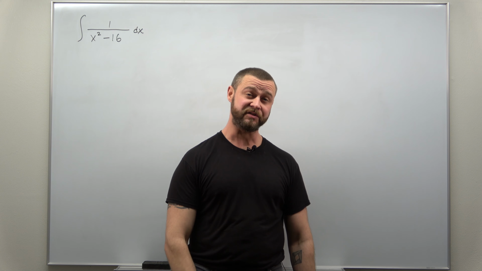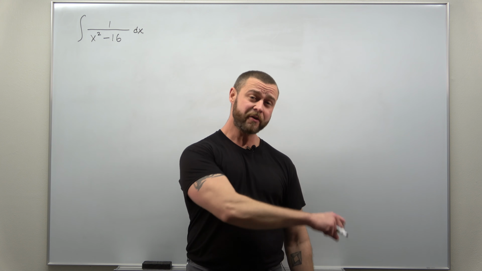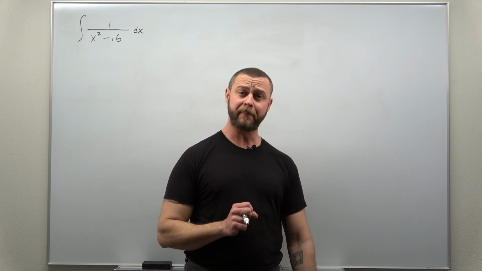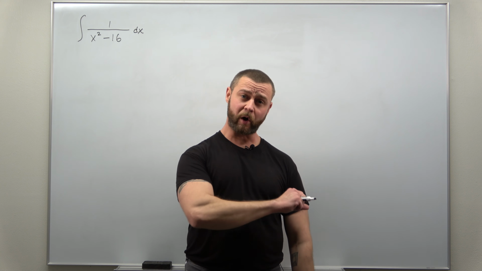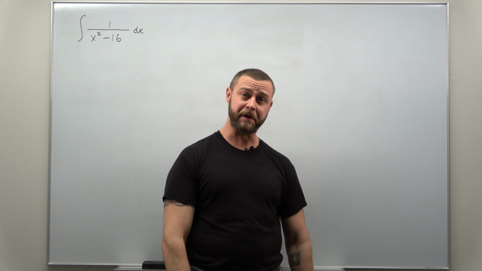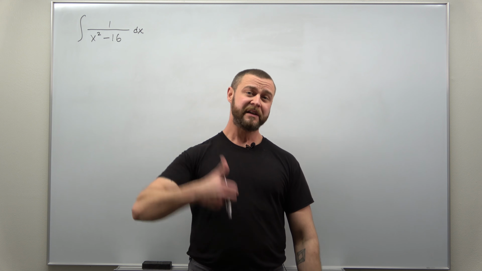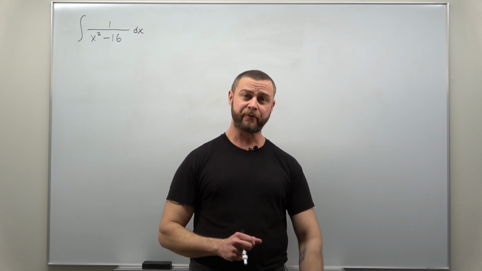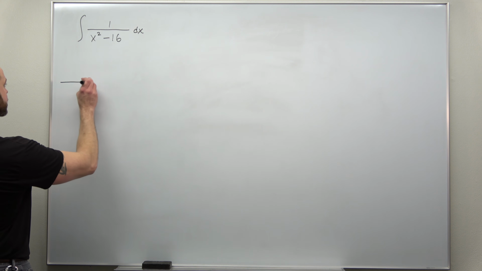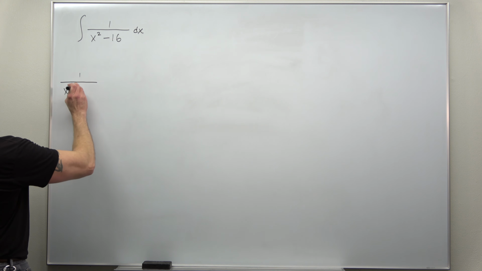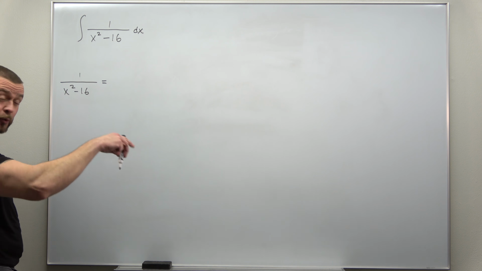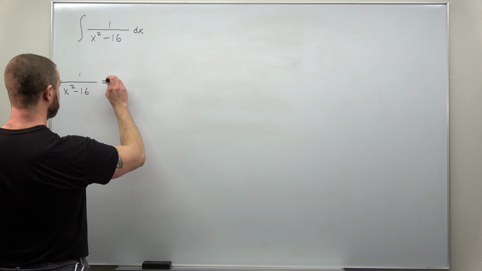Fellow mathematicians, let's take a look at another example of a straightforward partial fraction decomposition question. This one, unlike some of our previous examples, we have to start by factoring the denominator, but that's simple since our denominator here is a difference of squares. So the first step, factoring the denominator, should be pretty straightforward. We can factor that as x plus 4 times x minus 4.